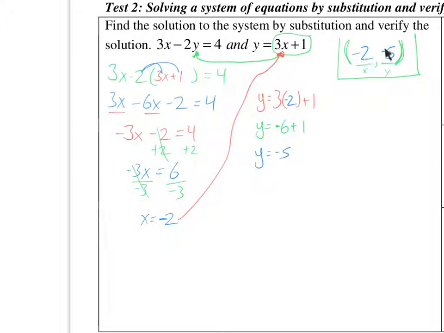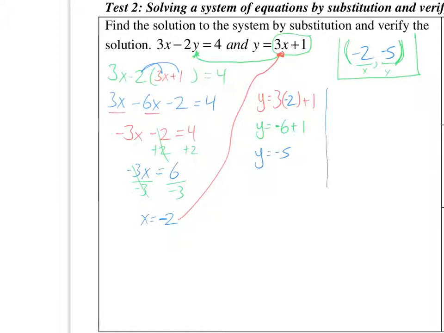So is this the solution? Our second part is to verify. Let's check it. We're going to take these x and y values and plug them into both equations, because for it to be true, this should be true for both.